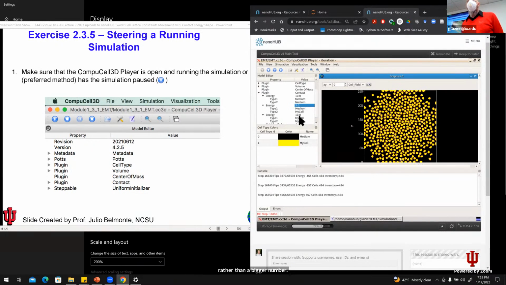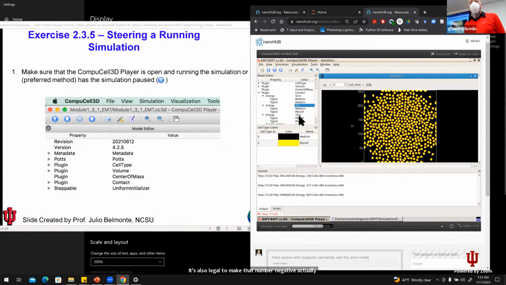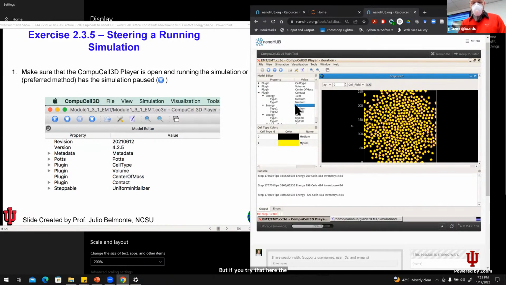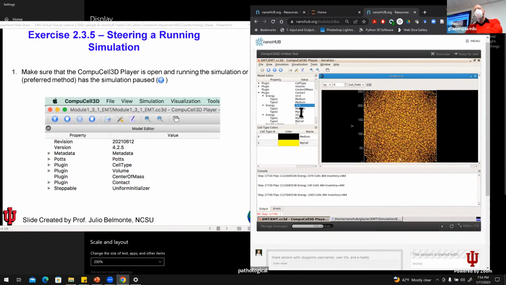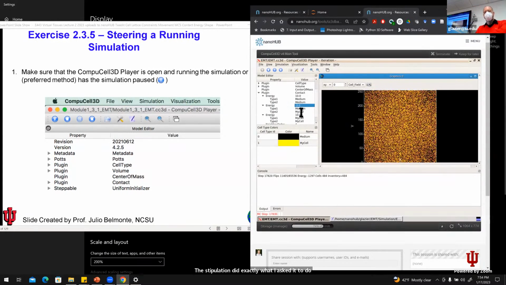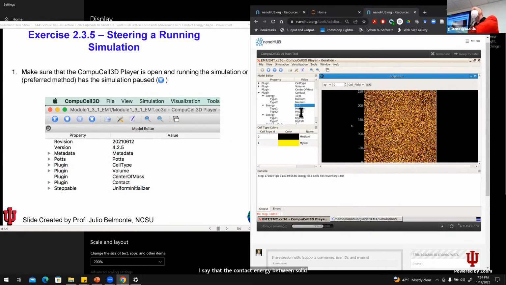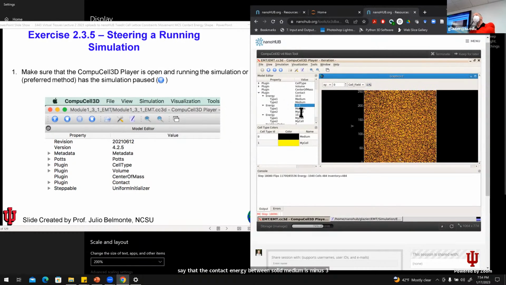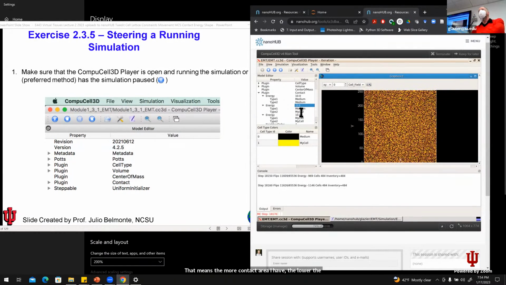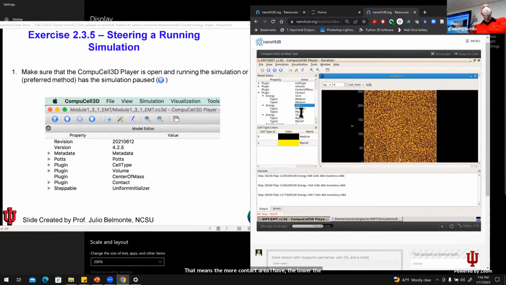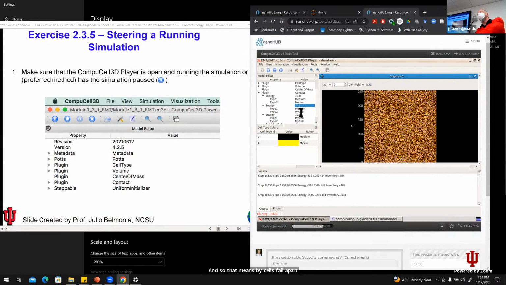It's also legal to make that number negative. But if you try that in this simulation, you'll get something pathological. I can try it. The simulation did exactly what I asked it to do. I say that the contact energy between cell and medium is -3. That means the more contact area I have, the lower the energy of my simulation. And so that means my cells fall apart into dust if I try to use a negative contact energy.